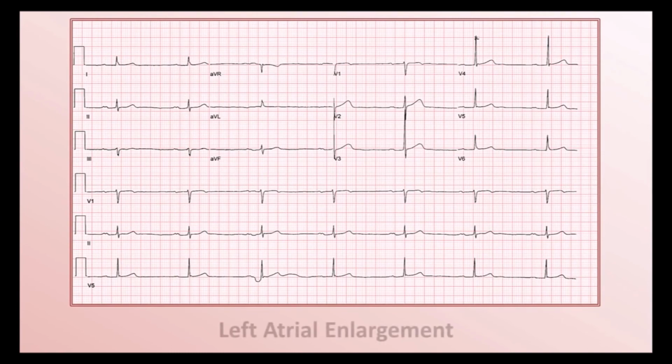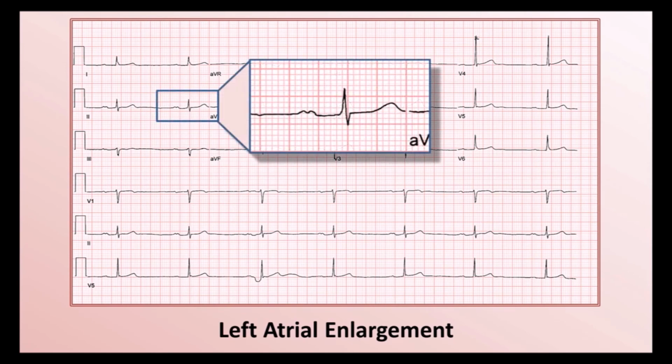This is left atrial enlargement. Once again, we'll zoom in on lead 2. Although the amplitude of the P wave is low, the duration is just over 120 milliseconds, and it has a very distinctive double peak indicative of left atrial enlargement.